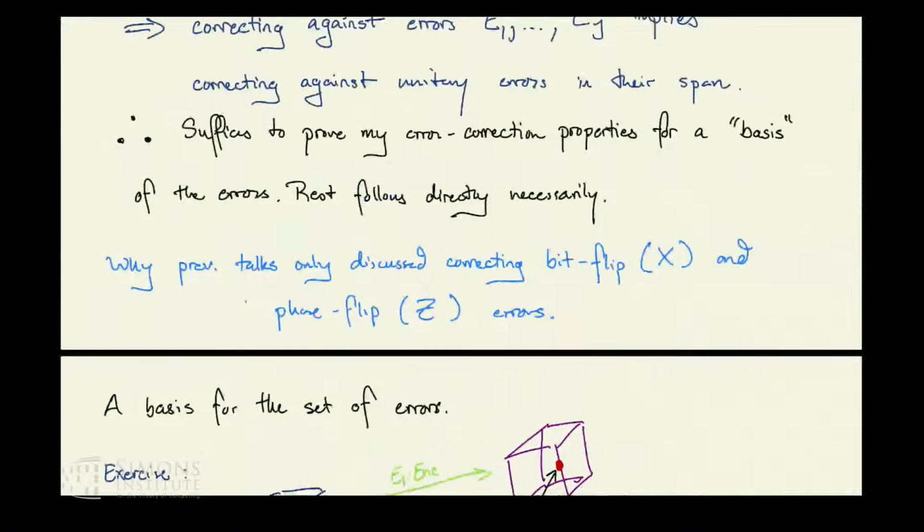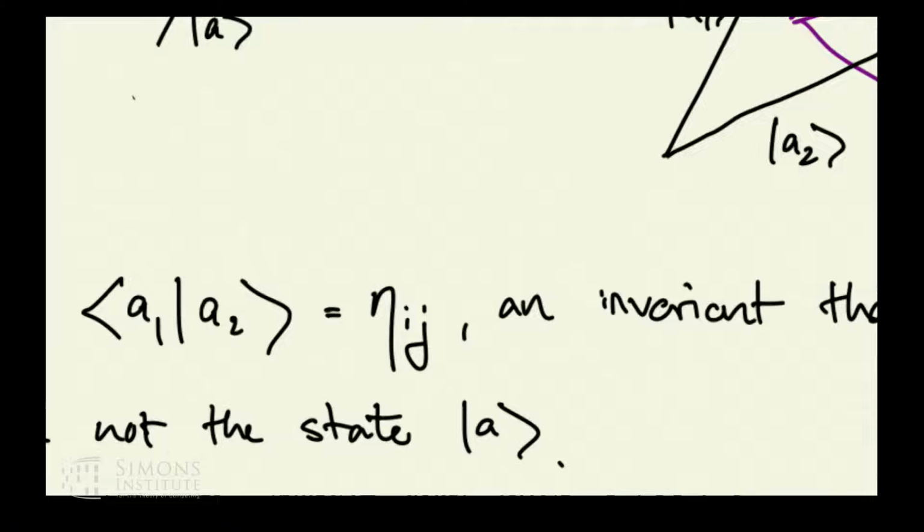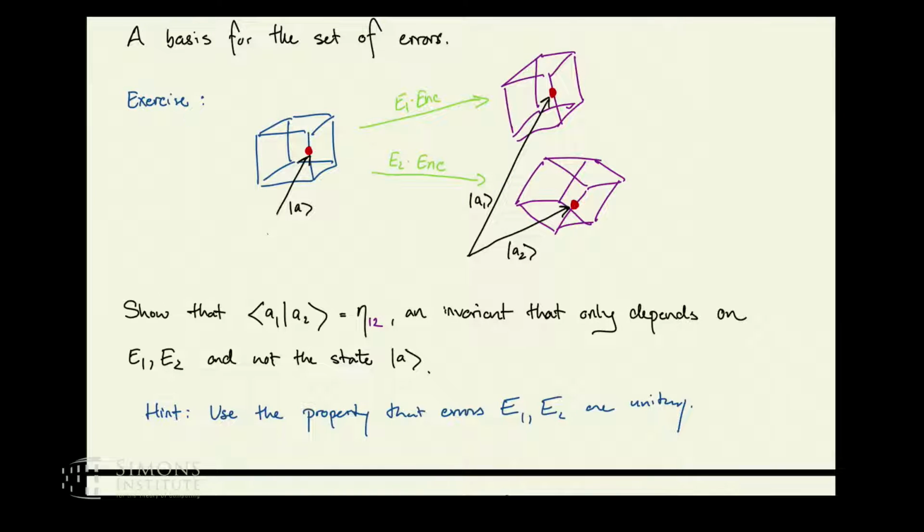So what you can actually go and do a little bit forward, and I'll leave this as an exercise, is you want to say that we actually can sort of get a basis for the set of errors. This is the idea that if I have two errors, which I'll call E1 and E2 now, this red vector gets mapped over here under E1, and then under E2 it gets mapped over here, and I have this angle between the two encodings, between A1 and A2. And then what you can show is that whatever this inner product between A1 and A2 is, this complex number, which I'll call alpha_1,2, you can actually show that it's going to be an invariant that only depends on the errors themselves and not which state.